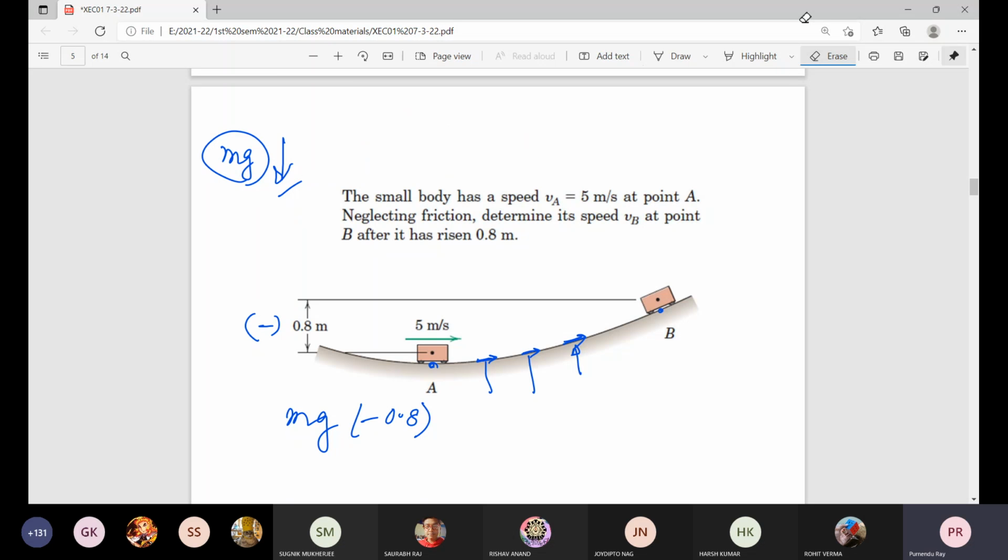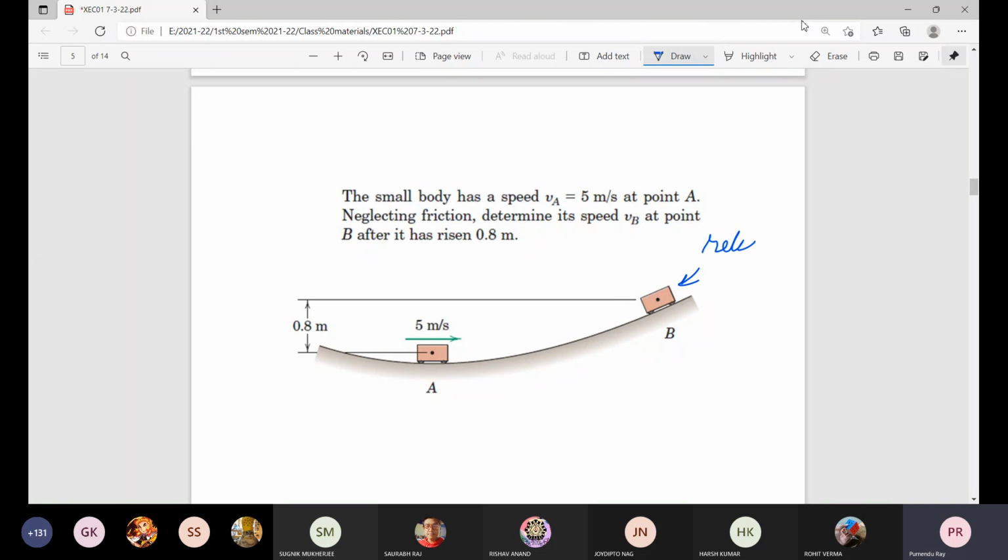Now, in some reverse case, suppose it is traveling downward. It has been released from rest from B. So what about the velocity here? Then naturally half m VA square minus half m 0 square is equal to the work done.